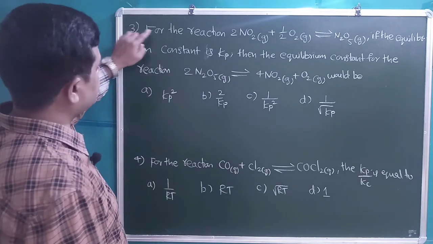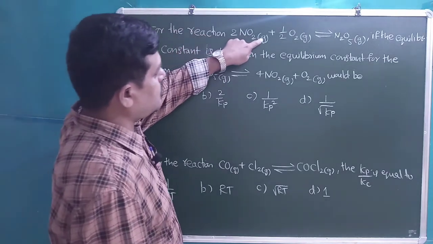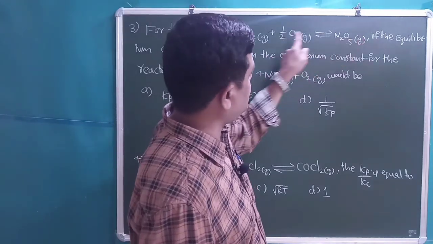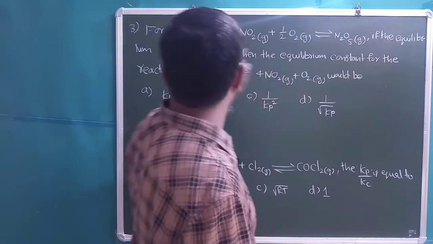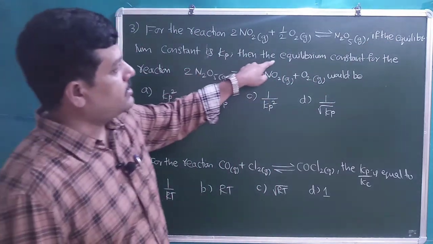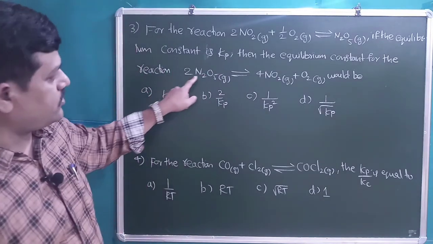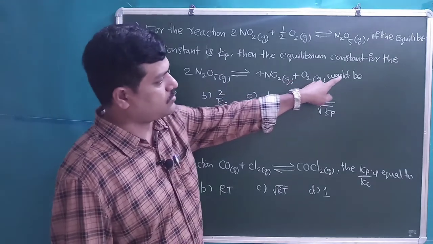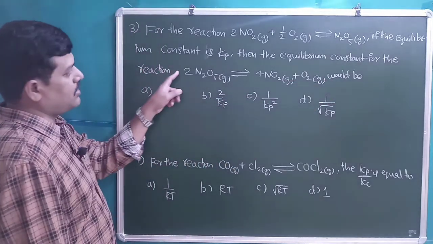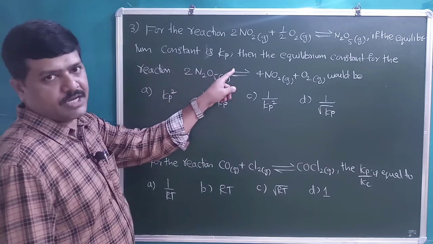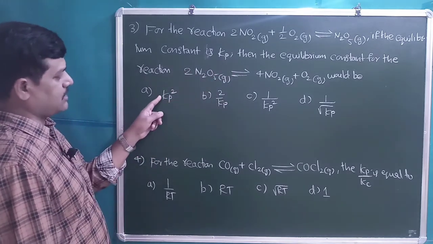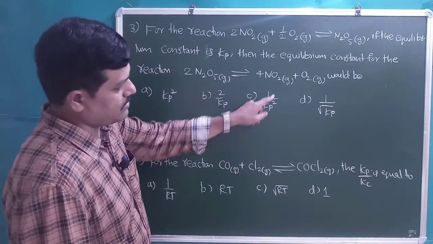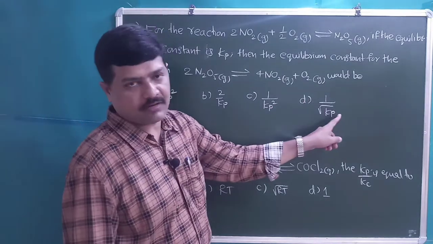Students, question number 3. For the reaction 2NO2 gas plus half O2 gas gives rise to N2O5 gas, which is in equilibrium, if the equilibrium constant is Kp, then the equilibrium constant for the reaction 2N2O5 gas gives rise to 4NO2 gas plus O2 gas would be. What is the equilibrium constant for the new equation they are asking, right? Options are given as Kp square, option B is 2 by Kp, C is 1 by Kp square, D is 1 by square root of Kp.